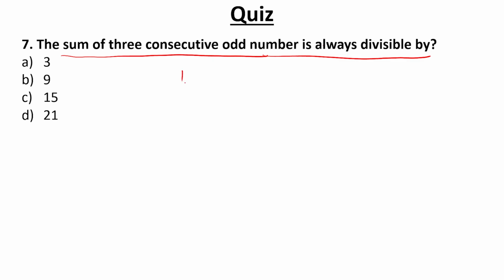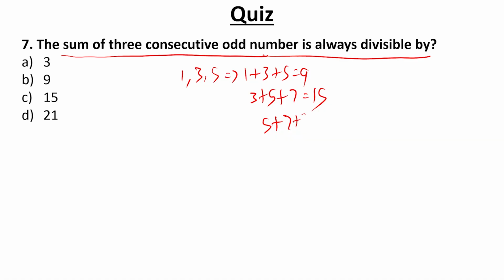So what I'm going to do is let's take these values. 1 plus 3 plus 5 is equal to, how much is it? 9. I forgot about 7. 3 plus 5 plus 7 is equal to 12 plus 3, 15. Yeah. 5 plus 7 plus 9 is 21.